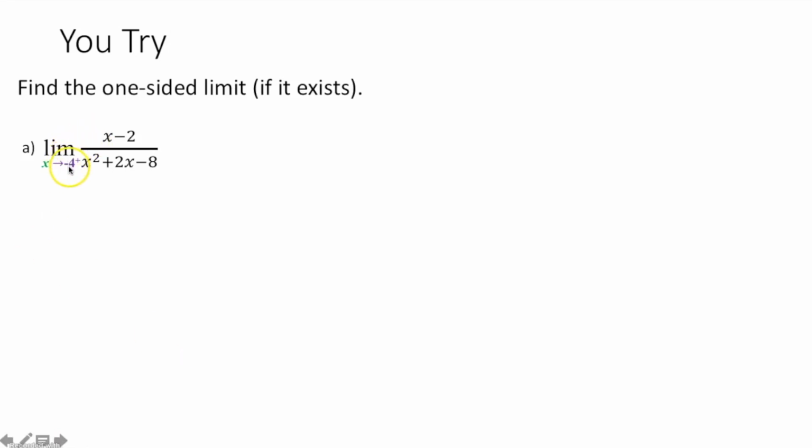Okay, so we're doing the same thing. Anytime you have a limit, one-sided or otherwise, you want to plug in your c value for x and evaluate it to see if you get an answer.